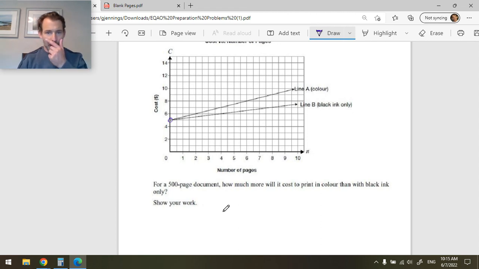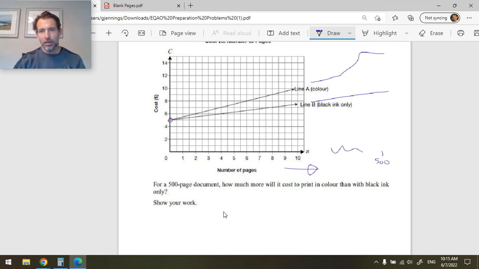Show your work. All right. So if we extended this all the way to 500, you can imagine this line B is going to be way below this line A, right? Because I've gone over a big squiggly there. So there's going to be a big gap. How big is that gap is what this question is asking. We can't use a graph to solve this question because it's way too big a number. But algebra is going to be fine.